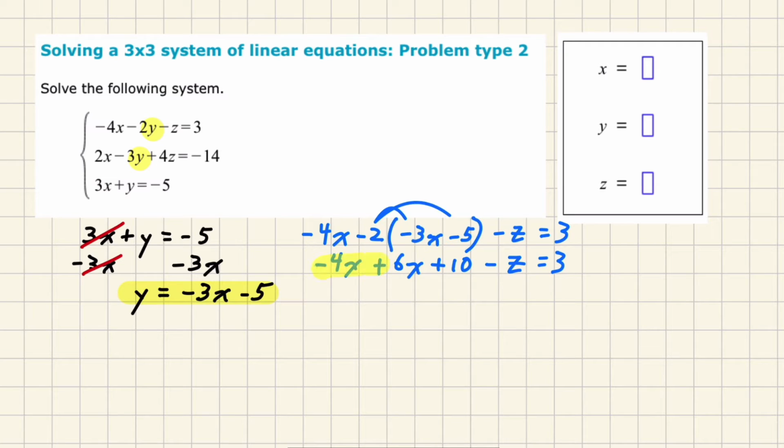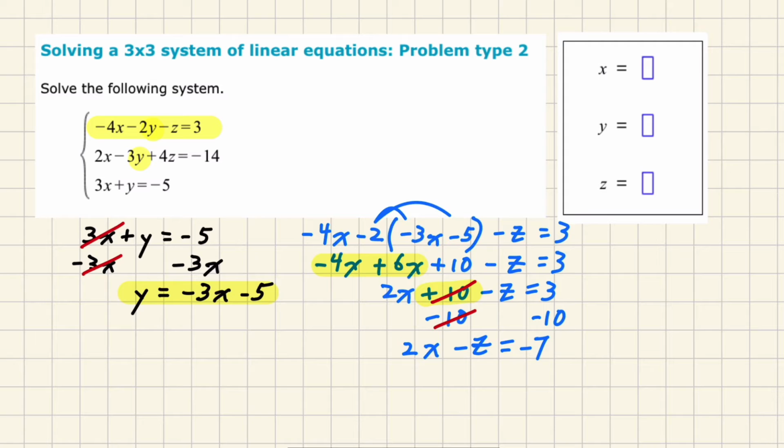We have some like terms, negative 4x plus 6x, a positive 2x, and then this plus 10 can be moved to the other side, leaving a 2x minus z equals negative 7. So with that substitution, I now have eliminated the y from the first equation, and now I need to do the same thing for the second equation to eliminate that y.